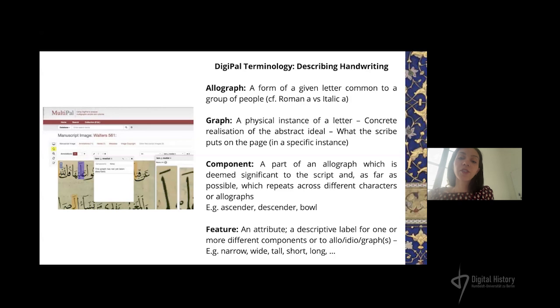So within the framework, we always start by describing an allograph, right? So a form of a given letter that is common to a group of people. This is the description that I put here, but there are many descriptions for allograph, graph, and these different components, but let's say just so that we understand each other. The allograph is linked to a graph, which is the physical instance itself of the letter and the realization of its abstract ideal. An allograph has components, and these components are described with features that we add as our menus in the description. This is how we proceed.